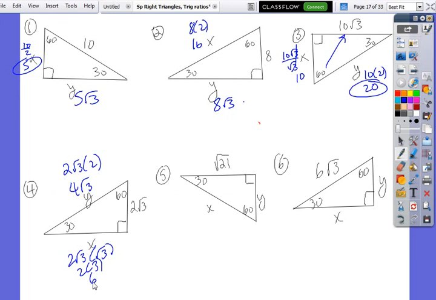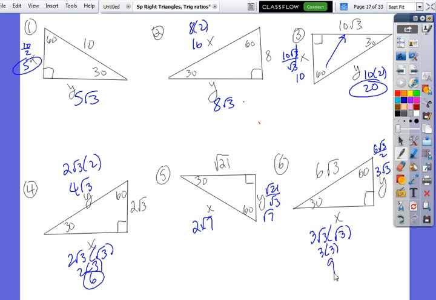Number 5, root 21 is the long, so I divide by root 3 to find the short side. That's root 7. 2 times root 7 is your hypotenuse. Can't do anything with it. Number 6 gives me the hypotenuse, so I divide by 2. Gives me 3 root 3 for the short side. And then 3 root 3 times root 3 gives me 9 for the long side.